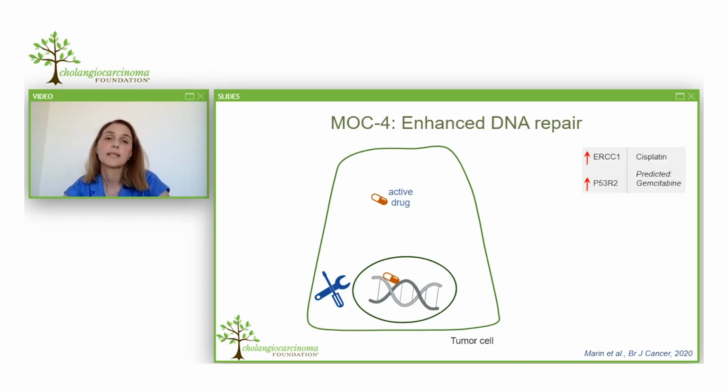MOG4 only affects drugs that bind to DNA. Tumor cells are able to detect damage in the DNA and induce changes to repair this alteration. If we have increased levels of enzymes that participate in the repair machinery, we will have less effect of this type of drugs. For instance, increased levels of these enzymes predict lower response to cisplatin and gemcitabine.